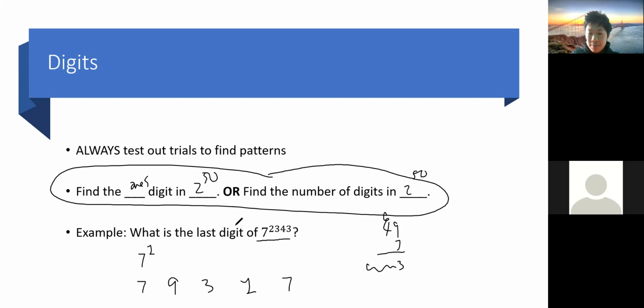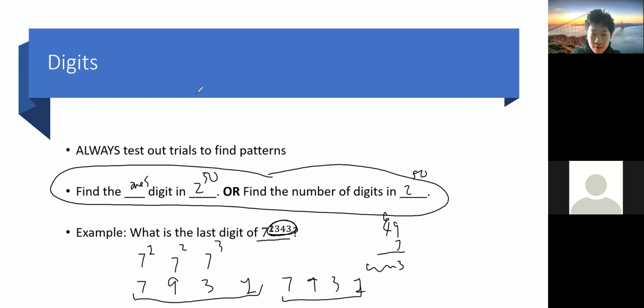Oh, look, if we keep multiplying by 7, we'll do the same cycle again. So it cycles every 4 terms. All right, so this means if we go all the way to 2343, this basically cycles mod 4. Every 4 digits cycles over and over again, okay?